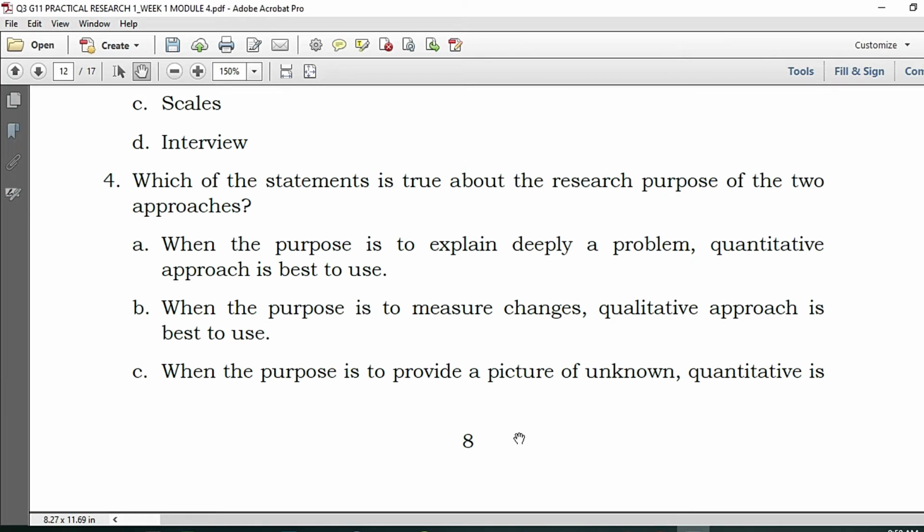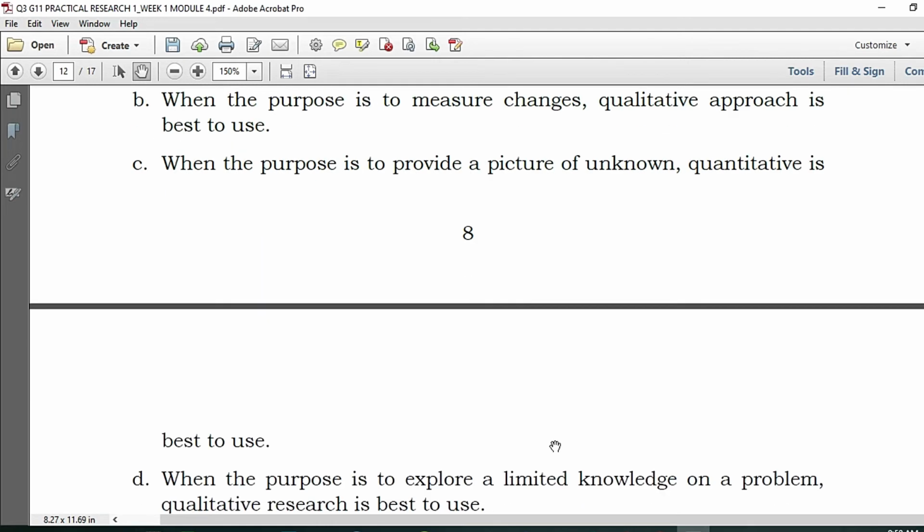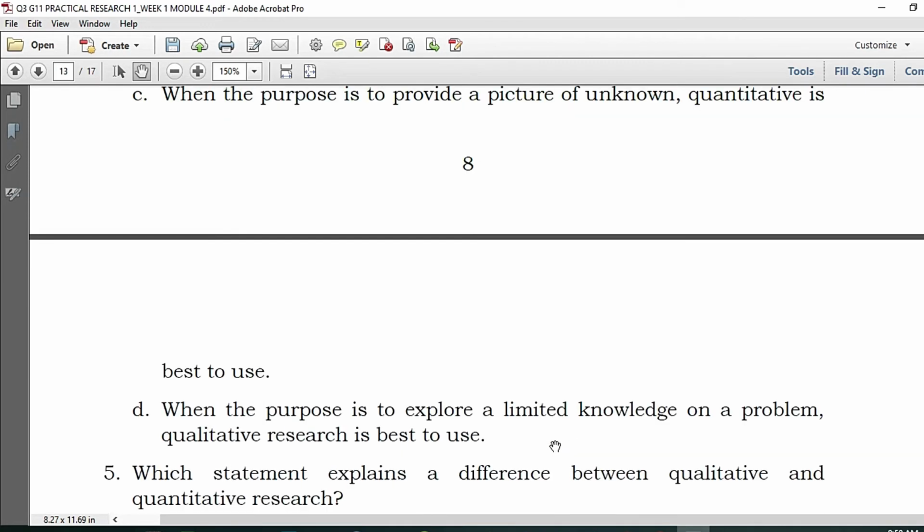Okay, number 4. Which of the following statement is true about the research purpose of the two approaches? A. When the purpose is to explain deeply a problem, quantitative approach is best to use. B. When the purpose is to measure changes, qualitative approach is best to use. C. When the purpose is to provide a picture of the unknown, quantitative is best to use. And D. When the purpose is to explain a limited knowledge on a problem, qualitative research is best to use. Okay, what's your answer? Okay, the correct answer is letter D.